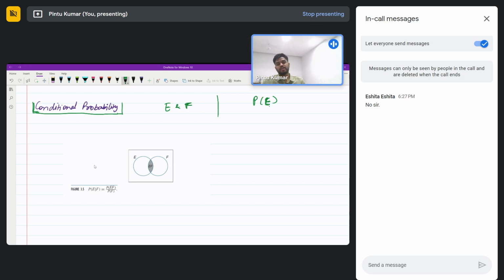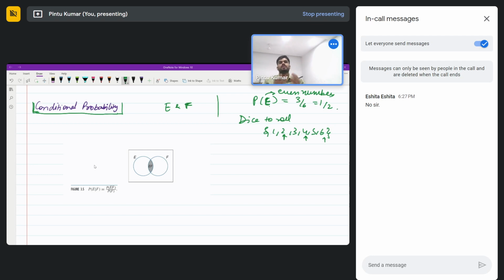Okay, so let's take an example that you have a die to roll. So the possible outcomes are 1, 2, 3, 4, 5, 6. Now E is the event that the number on the die is an even number. Okay. So what is the probability of E? So there are three choices where you can get an even number on your die, right? So the probability of E would be 3 by 6, that is half, right?